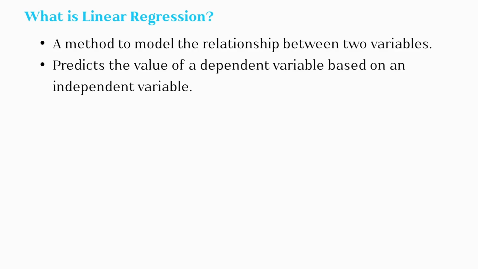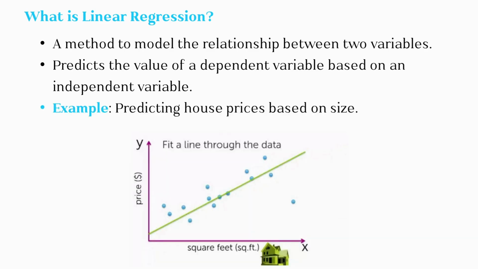So, what exactly is linear regression? In simple terms, it's a method to understand the relationship between two variables. Imagine you want to predict house prices based on their size. Linear regression helps you find that relationship, allowing you to estimate the price for any given size. It's like drawing a line through data points to observe the general trend.